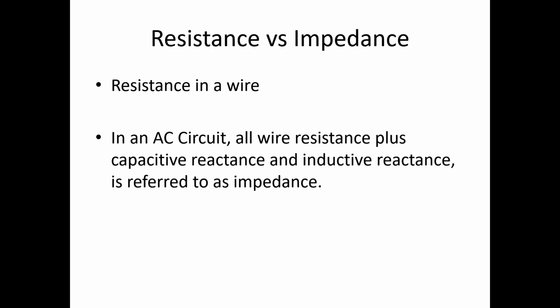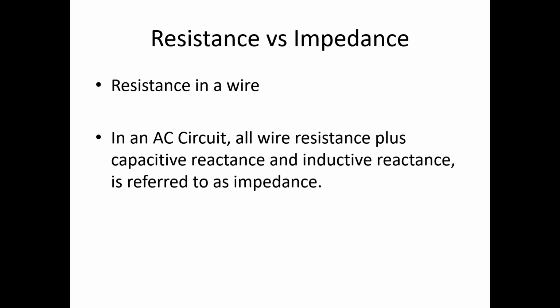Now let's talk about resistance versus impedance, because resistance is in a DC circuit. It's just in the wire. How much resistance is the wire offering to the flow of electrons? But in AC, you have this addition of the reactance. The capacitor is forced to change with the AC current.